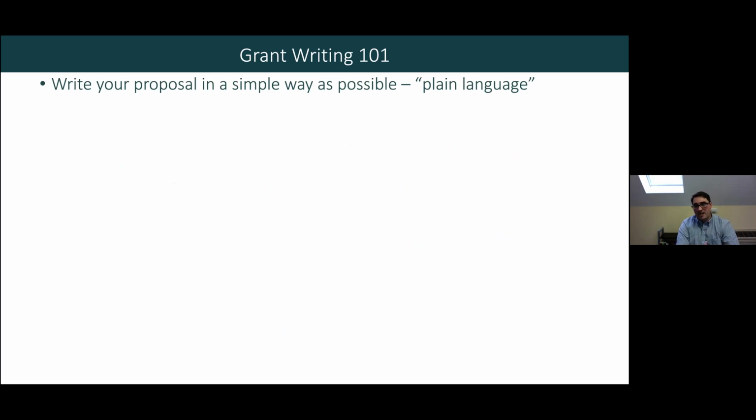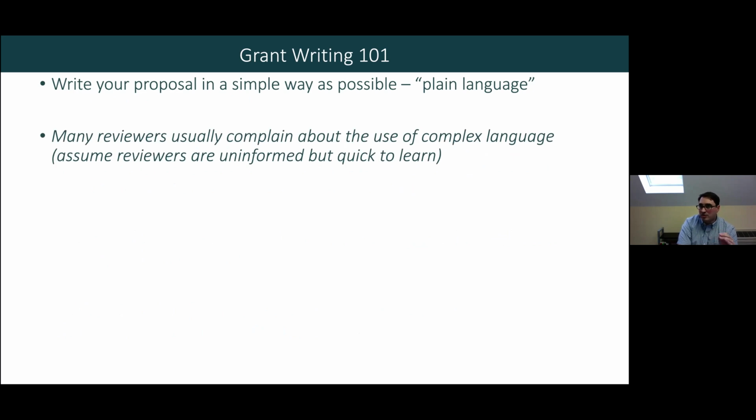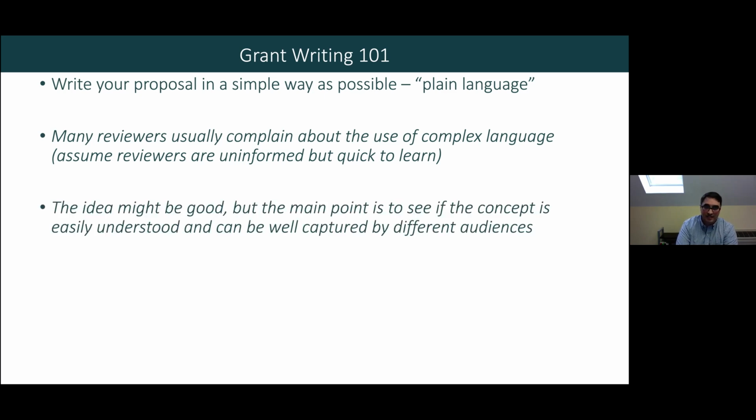This is something that I brought up again from the beginning. I say, write your proposal in the simplest way possible. This comment came up multiple times in many of our proposals. Use simple language. Many reviewers complain, because you might think it's a reviewer from your topic, but in many situations, no. In many situations, the reviewers are from the branch of agriculture, but you need to assume that the reviewers are uninformed, that they don't know about your topic, but they are very quick to learn. They're quick to learn if you can express and communicate your ideas in a simple way, okay?